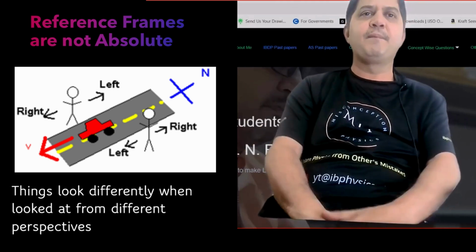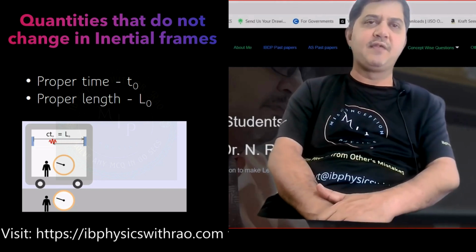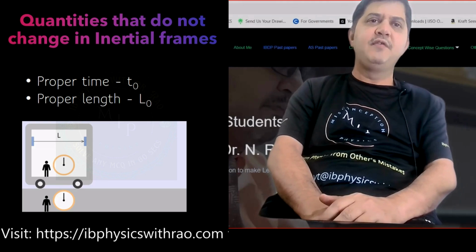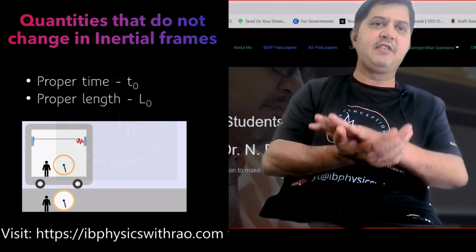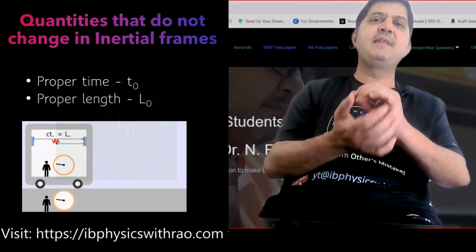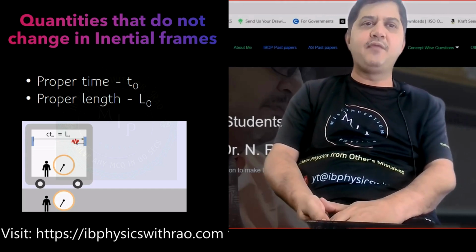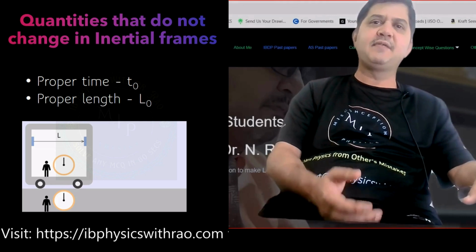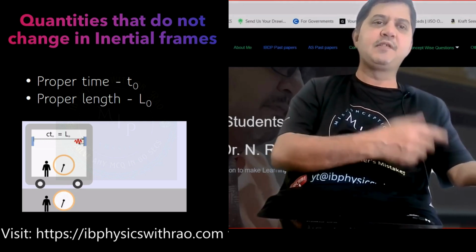Let us look at one more. Quantities that do not change in inertial frames. What do you mean by inertial frame? An inertial frame is a frame which does not experience any force, which is either at rest or, with respect to an observer, moving at a constant velocity. Shown here is a photon that gets reflected from a mirror, and the distance moved by the photon is the same for both the stationary observer and the observer in the spaceship, because both of them are at rest, because the spaceship is at rest now.